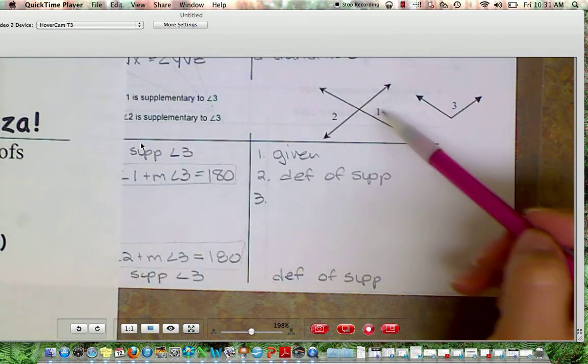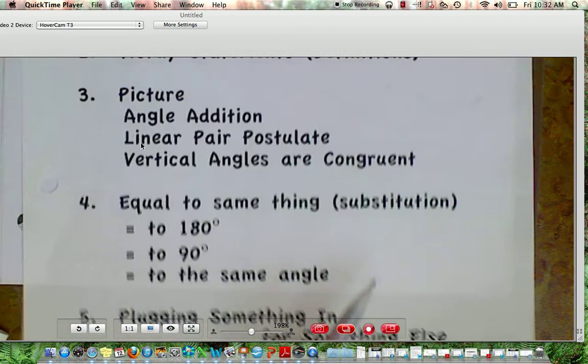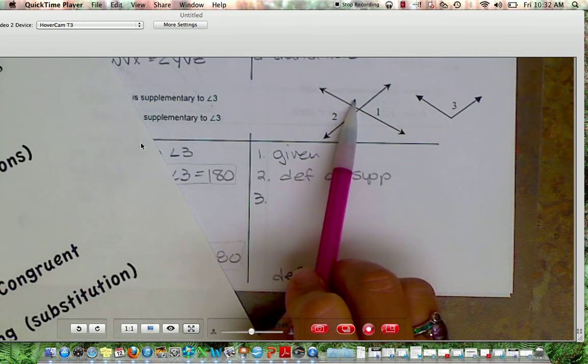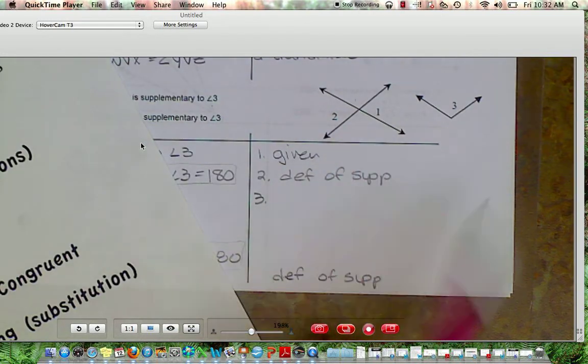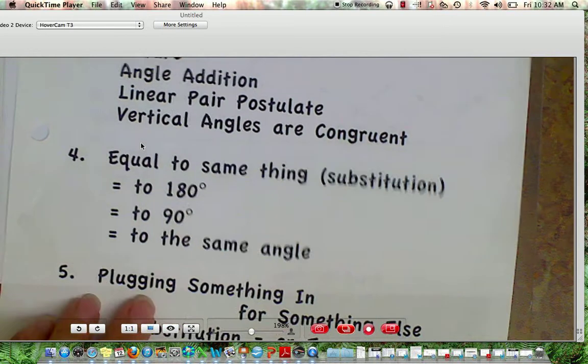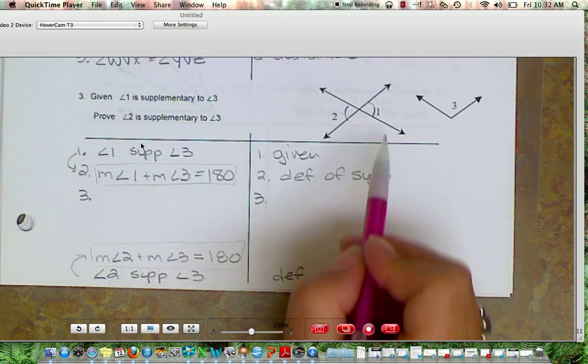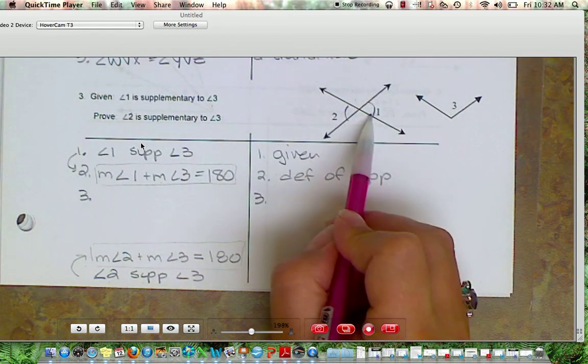We could add these two together, but this one's not marked, so we're not going to be using that. I don't see any linear pair postulates because, again, this angle is not labeled, so we can't do a linear pair here or here. But we do have a couple vertical angles which are congruent. Angle 1 and angle 2 are vertical angles, so we can mark them congruent in the diagram.